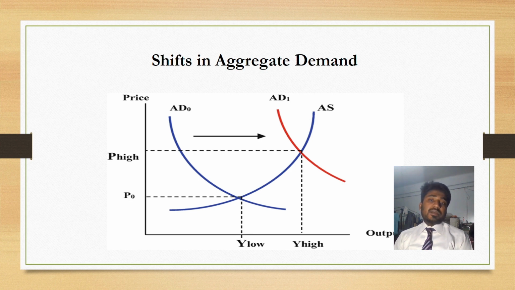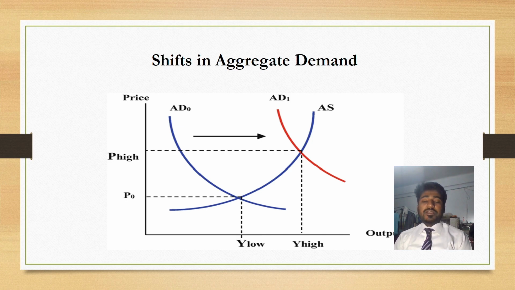The aggregate demand curve is downward sloping since higher aggregate price levels correspond to lower demand for goods and services, which is in accordance with the law of demand.